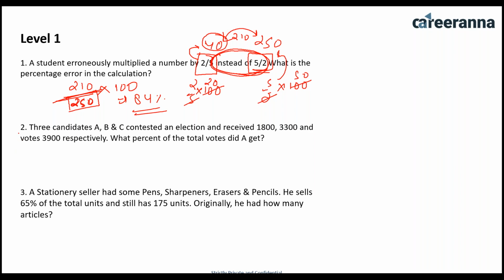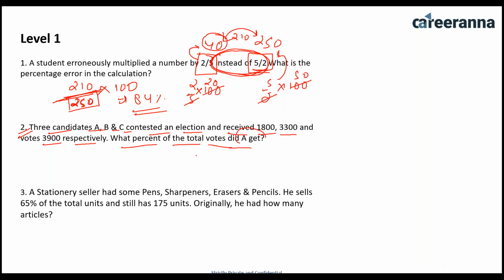Guys, second question you have to attempt. Please be very quick. Oh, very good. All of you are getting 20%. Right. Three candidates, A, B, C, contested an election and received 1,800, 3,300, 3,900 votes respectively. I'm talking about votes. What percentage of total votes did A get?